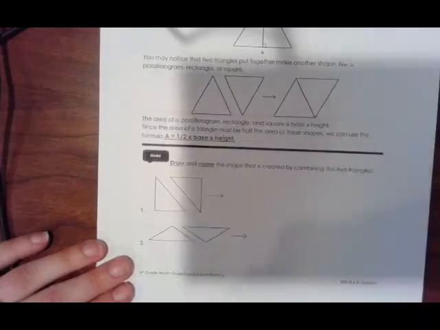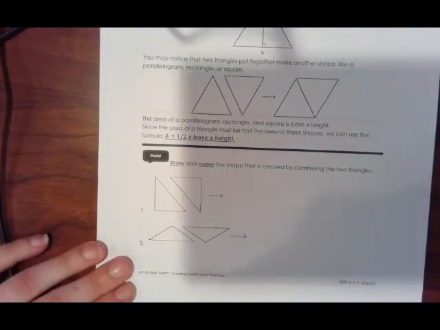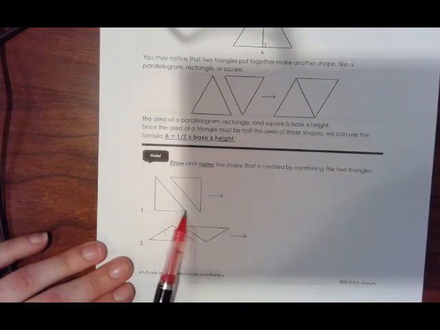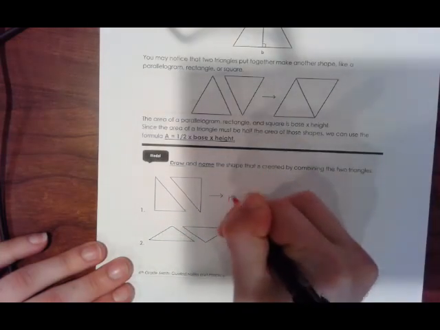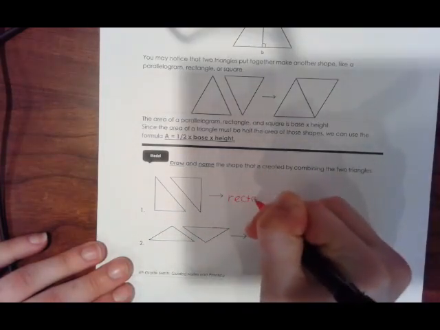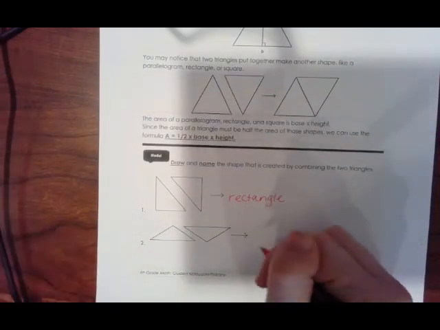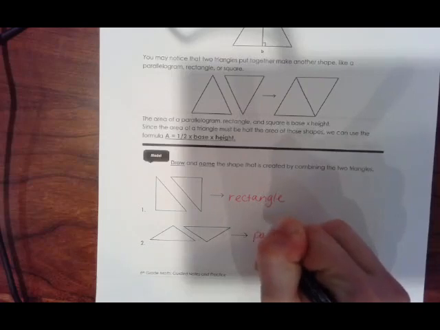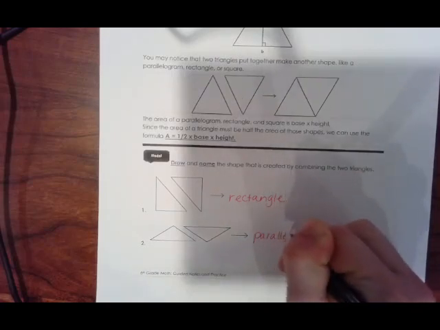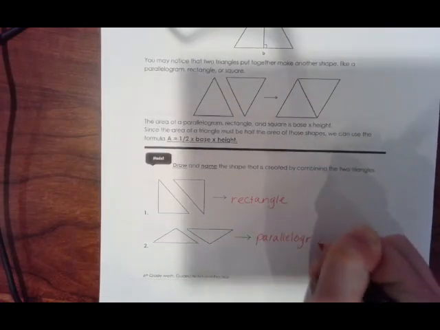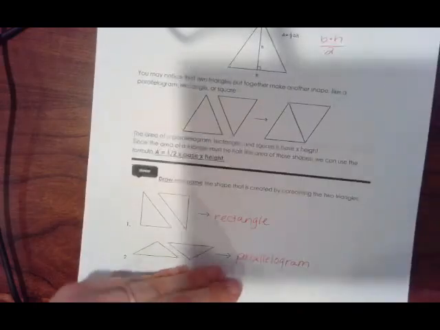So then if we go down to the model section, it says draw and name the shape that is created by combining the two triangles. If we put these two triangles together, they make a rectangle, and these two triangles put together will make a parallelogram. Alright, let's turn the page.